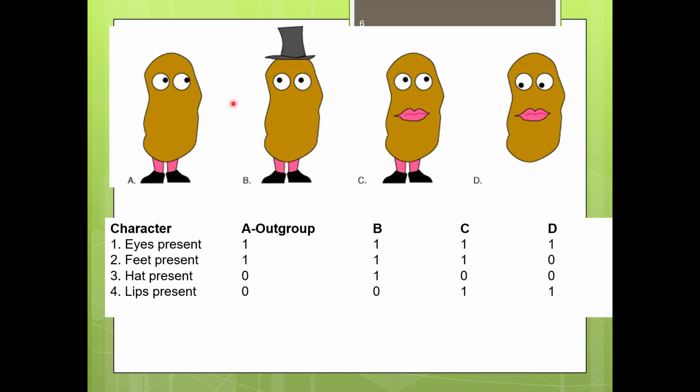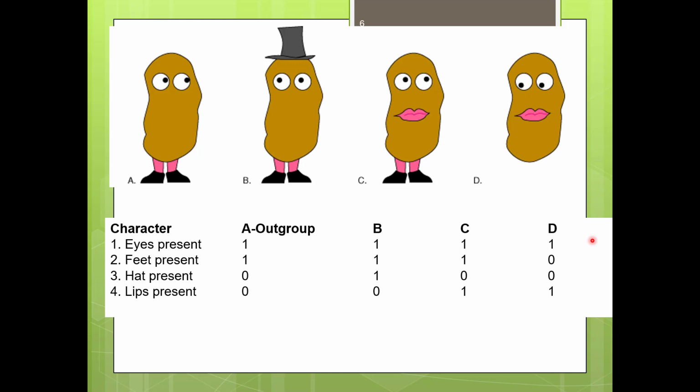Feet present. How many of them have feet? A, B, C have feet. That adds up to 3. Hat present. Only B has a hat. And lips present. C and D have those. So a lot of times you can add up these rows in this case and figure out which traits are ancestral. The traits that have the highest numbers are those shared by everybody on the tree. Those are ancestral. The traits that don't add up to very many are more derived traits that emerge later on the tree.